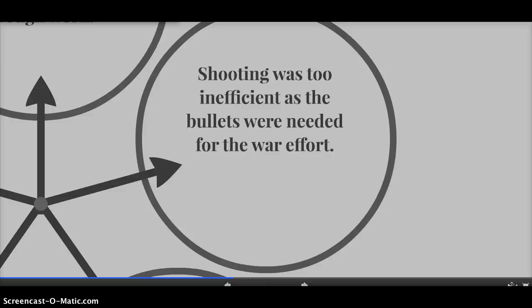Shooting was too inefficient as the bullets were needed for the war effort, so typically the inmates were not killed by bullets. They'd rather save the bullets for the war effort and kill them in other ways.